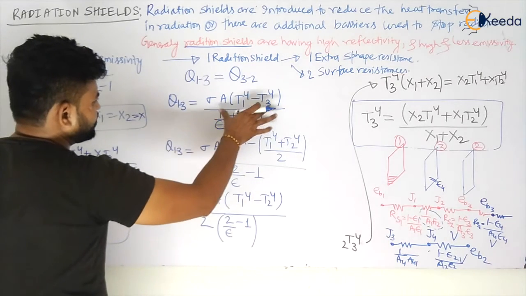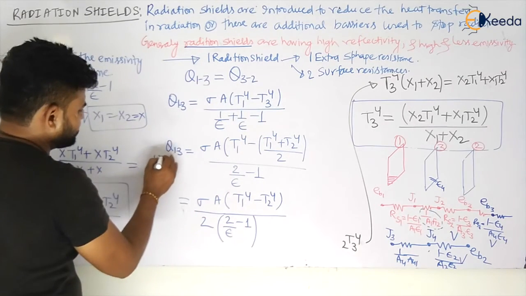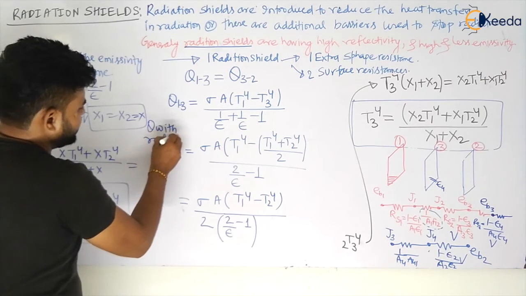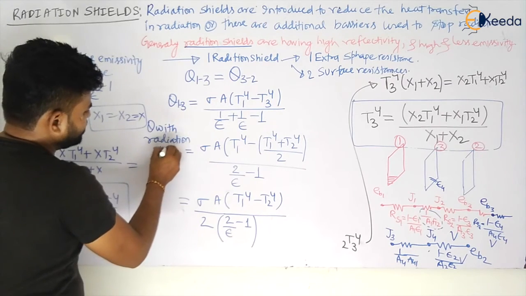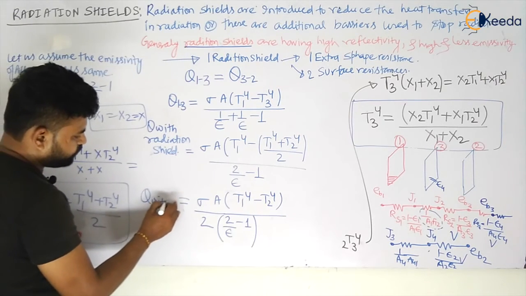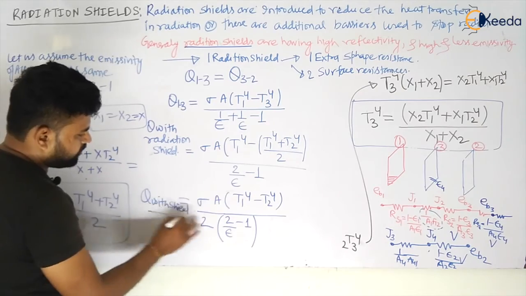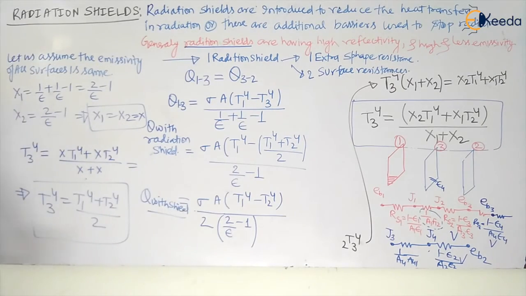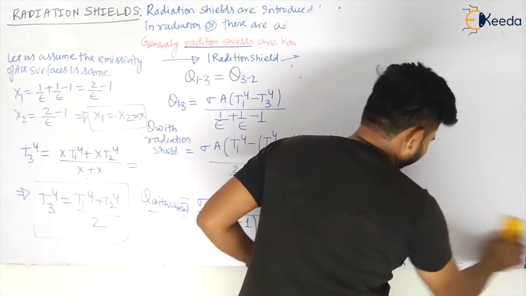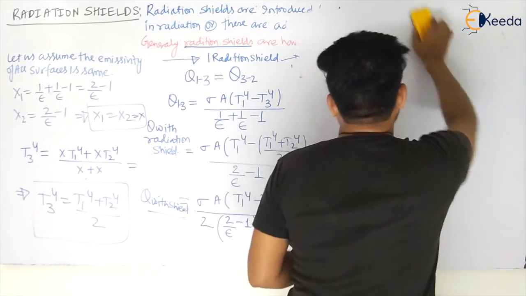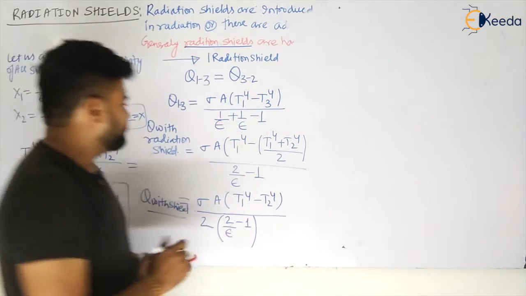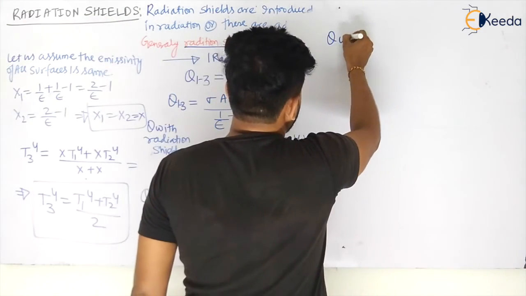So what we have taken when radiation shield is introduced, that is Q with radiation shield, my dear students. So Q with shield is equal to how much? Let us see now. We have seen this with the resistance diagram also, and let us now verify it with this derivation.